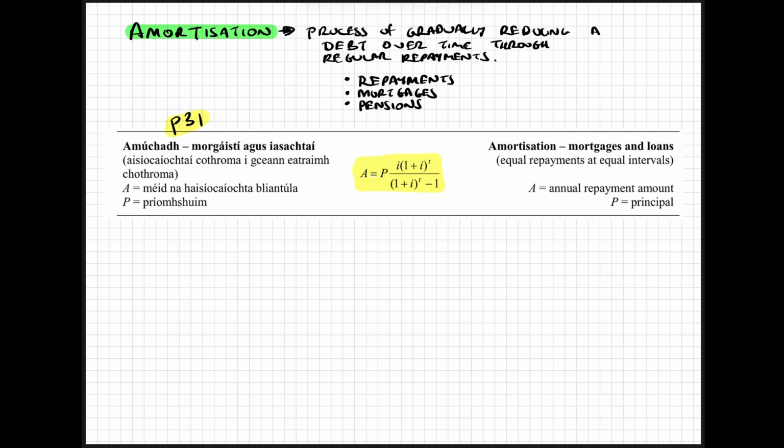Okay, so we're taking a look today at amortization, right? This is the process of gradually reducing a debt over time through regular repayments. So basically, you'll be using this for repayments, for mortgages, for pensions, anything that's going to be giving out a regular repayment to you, or the other way around, sorry, or you're doing a regular repayment to something. So a pension, you can imagine, is like a regular repayment to you. A mortgage is kind of a repayment to something else.